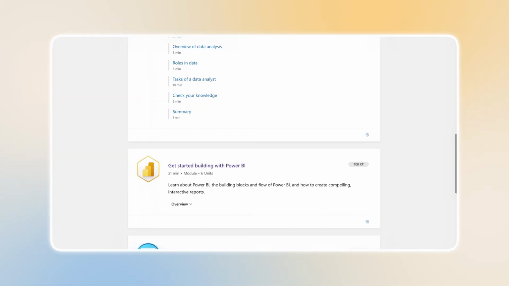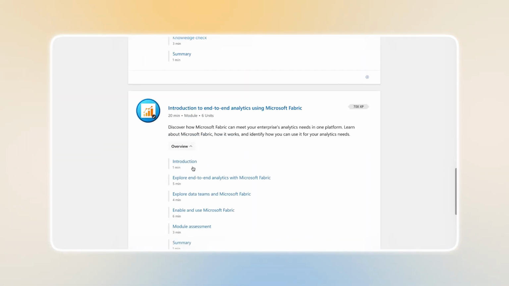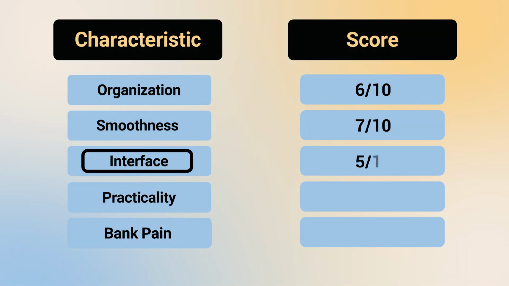Next, the interface. The interface is nice once you're in the course, but finding it and navigating to it can be the tough part. The Microsoft Learn platform is pretty vast, and if I'm being honest, it's not really arranged very well, so you want to be sure to bookmark the course so you don't lose it. So interface, 5 out of 10. Next is practicality. It's not the most practical course. Again, there are some practical portions, but it's mainly conceptual.